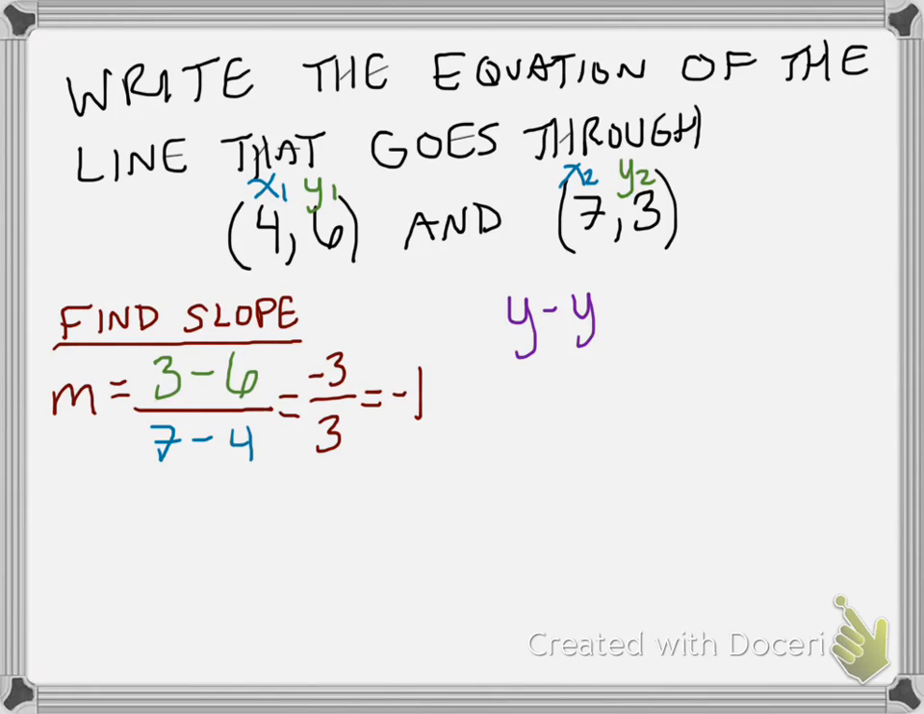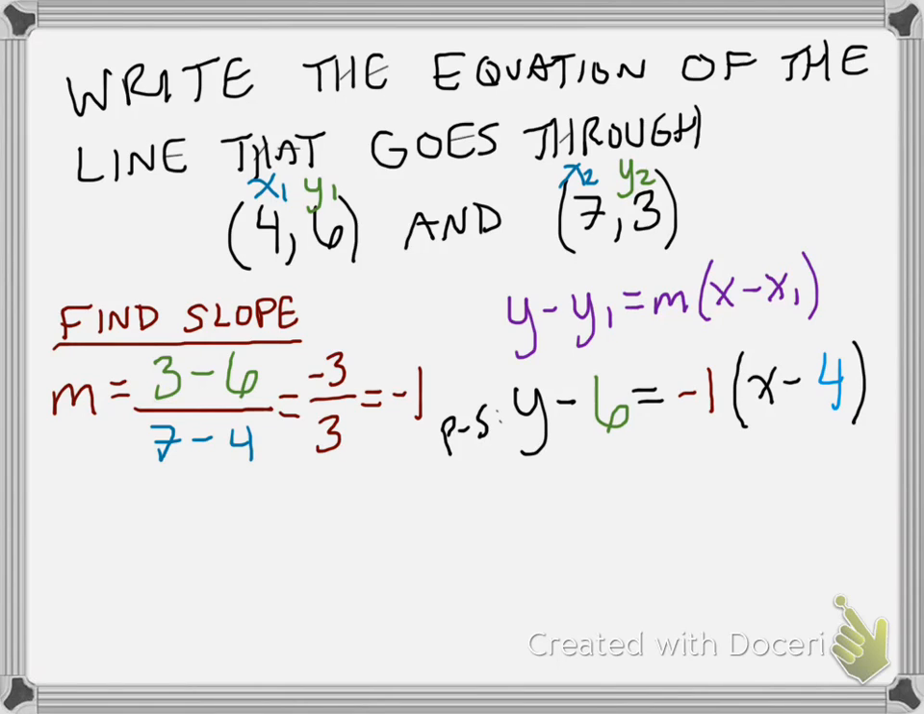I want to use that slope and one of my points in order to write my point-slope form. So here's our point-slope form. I'm going to choose that x1, y1 point, and I'm going to choose my slope and plug those 3 things in. So our point-slope form is y minus 6, that was our y1, equals negative 1, our slope, times x minus 4, that was our x1. So hopefully you see I've color-coded it there so you can see where the numbers came from.